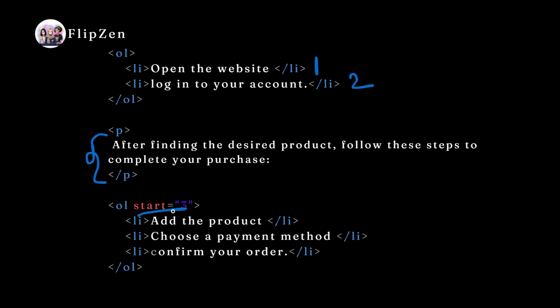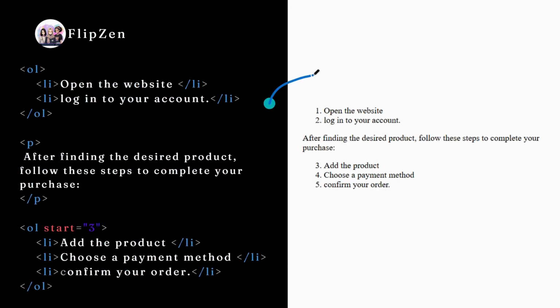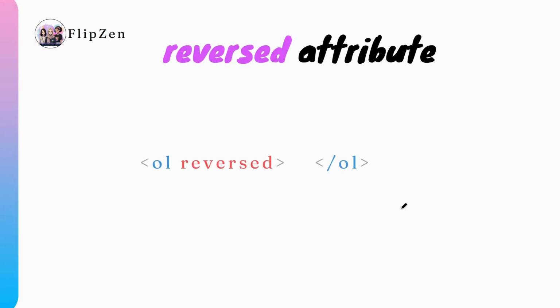So the numbering continues from 3 instead of restarting from 1. When rendered, it will look like this. This makes our list more structured and meaningful when we need to continue numbering after a break.